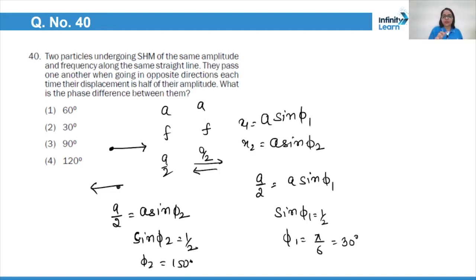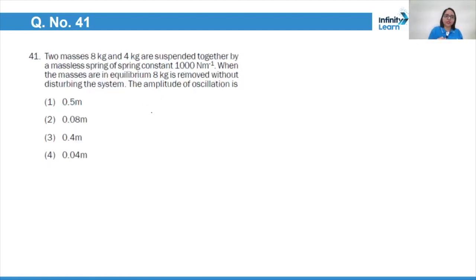So phase difference will be phi 2 minus phi 1, which is 150 minus 30, which is 120 degree, which is option 4. Question number 41. Two masses, 8 kg and 4 kg, are suspended together by a massless spring of spring constant 1000 Newton per meter. When the masses are in equilibrium, 8 kg is removed without disturbing the system. The amplitude of oscillation is.